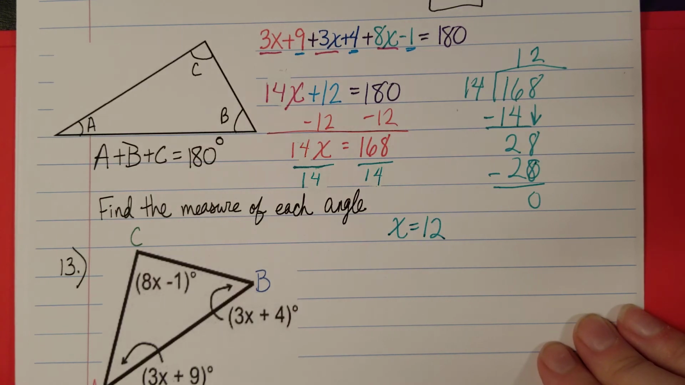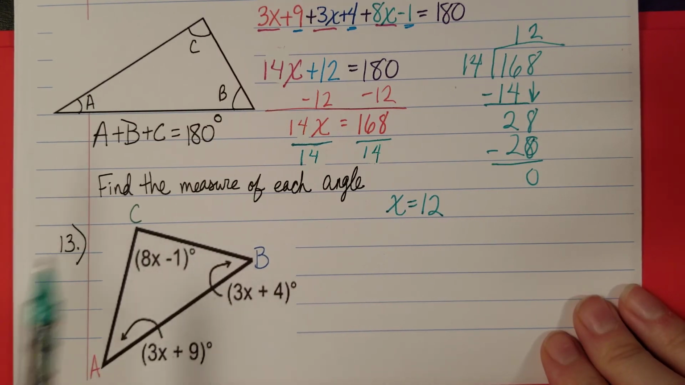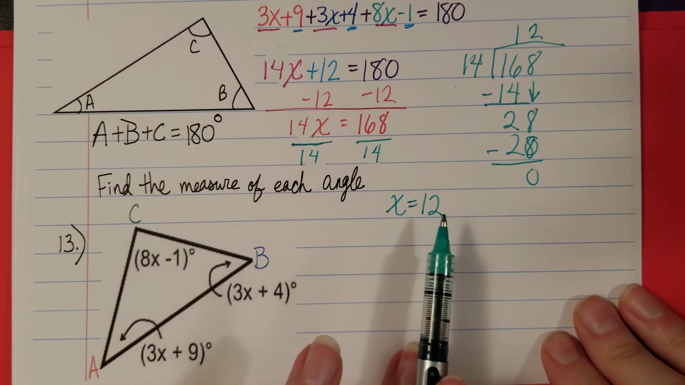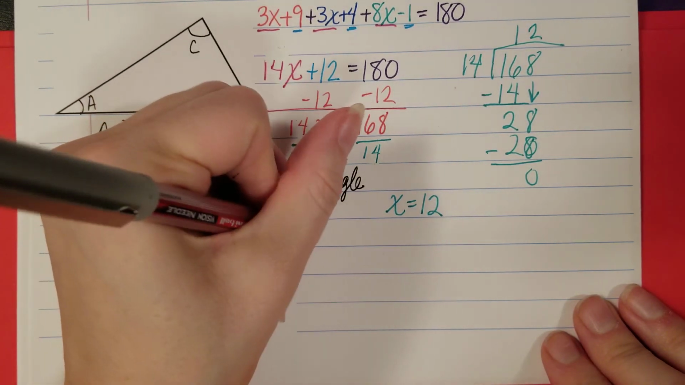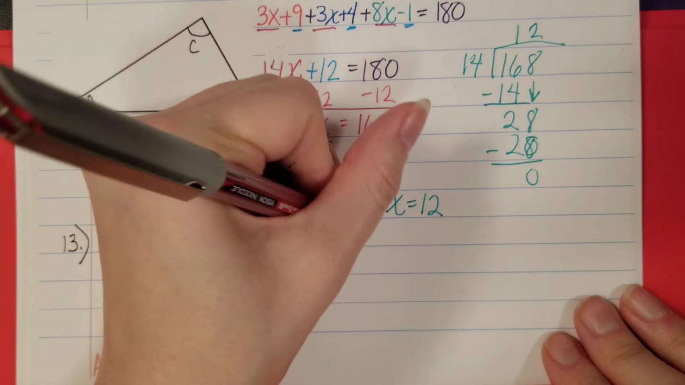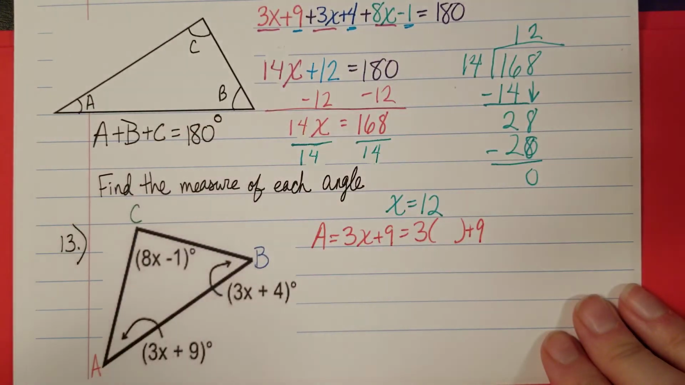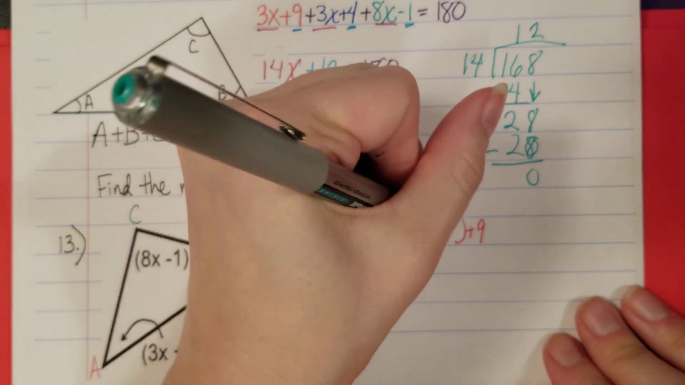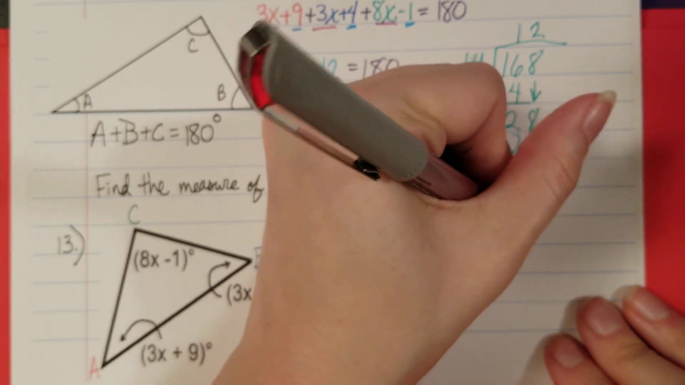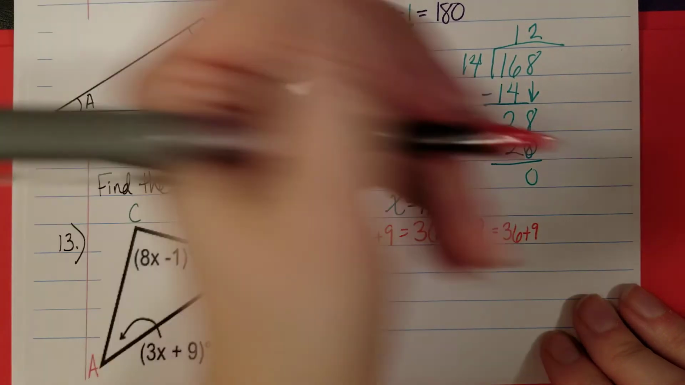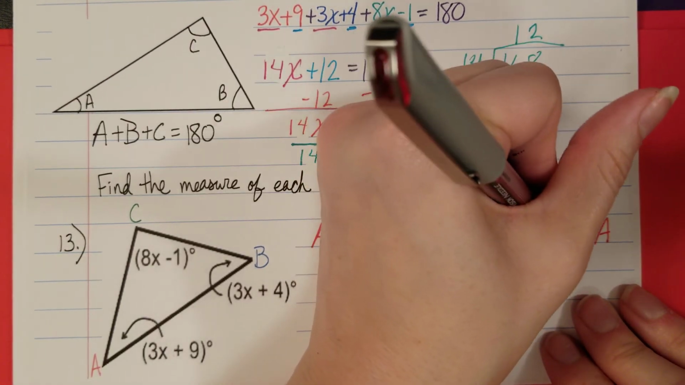Okay, now we're not quite done though, because the question wasn't just to solve for x. They wanted you to find the measure of each angle. So we're going to have to plug that in to each one of these to get the measurement of each angle. Okay, so angle A, which is equal to 3x plus 9. So you're going to plug that 12 in for x. So 3 times 12 is 36, and 36 plus 9 equals 45. So angle A is equal to 45 degrees.